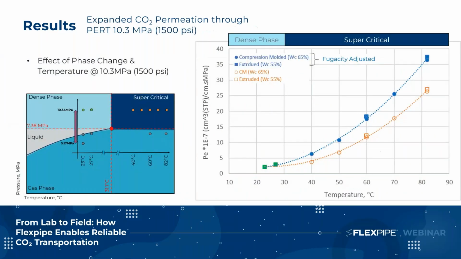This slide shows the expanded work to cover a wider range of temperatures and captures the phase change and the effect of increasing temperature, investigated while keeping the pressure constant at 1500 psi or 10.3 MPa. The effect of different manufacturing methods of films are also compared here. Results for compression molded samples are shown using the circle symbols, and squares are for the extruded films.